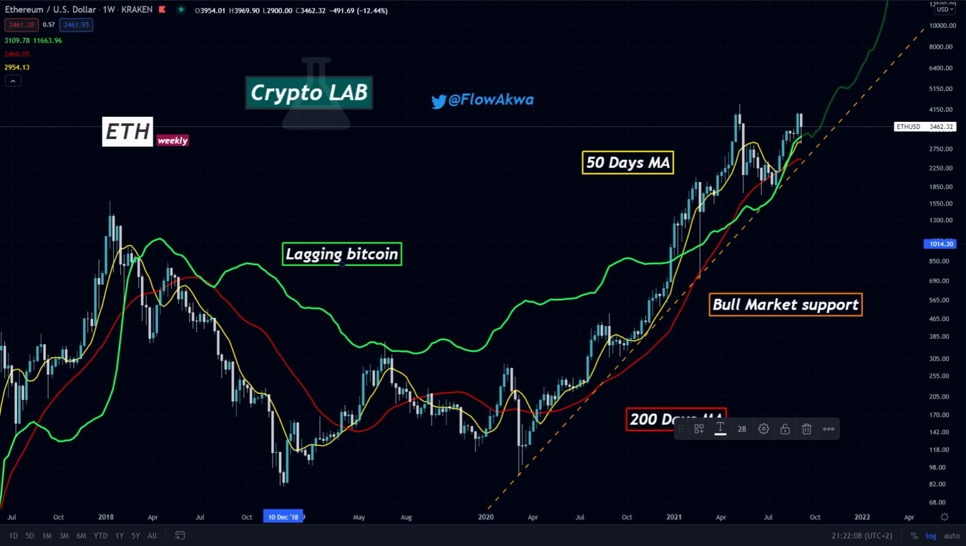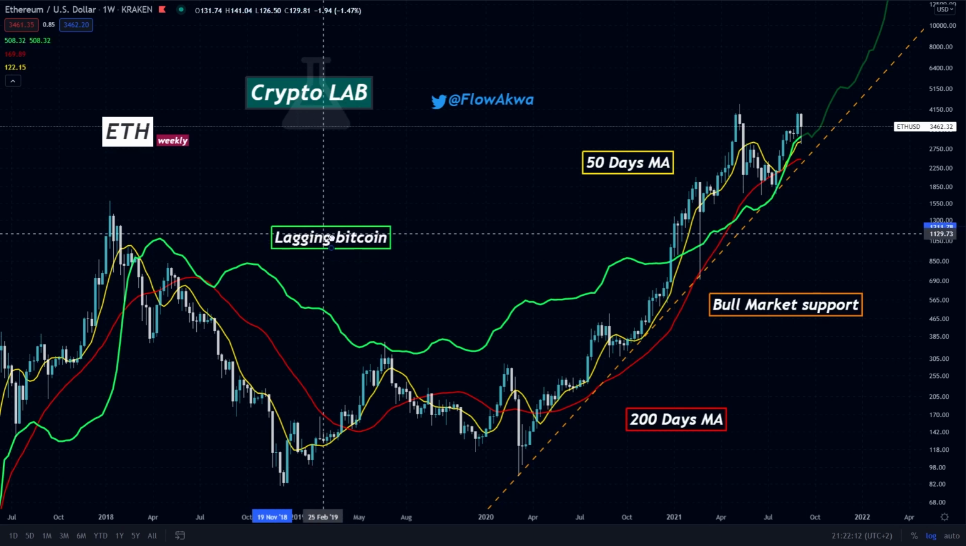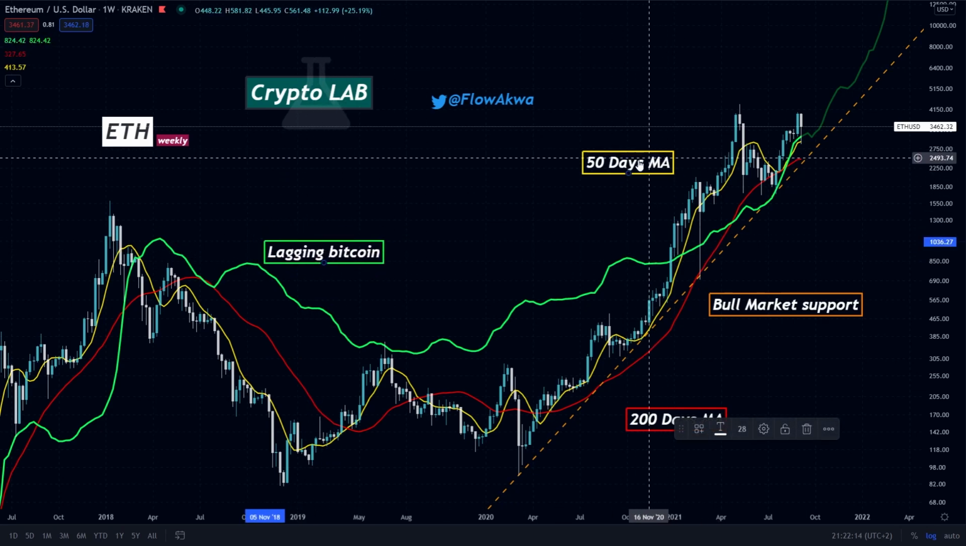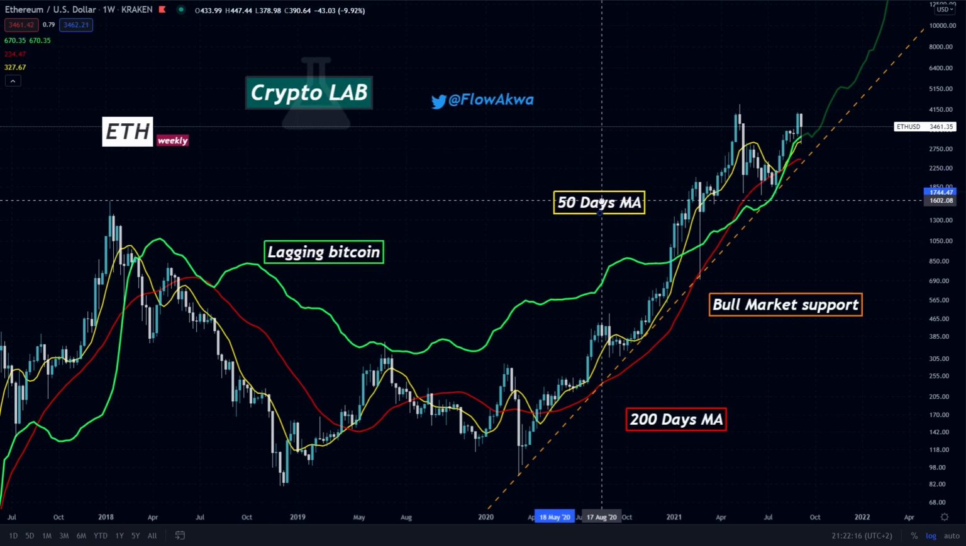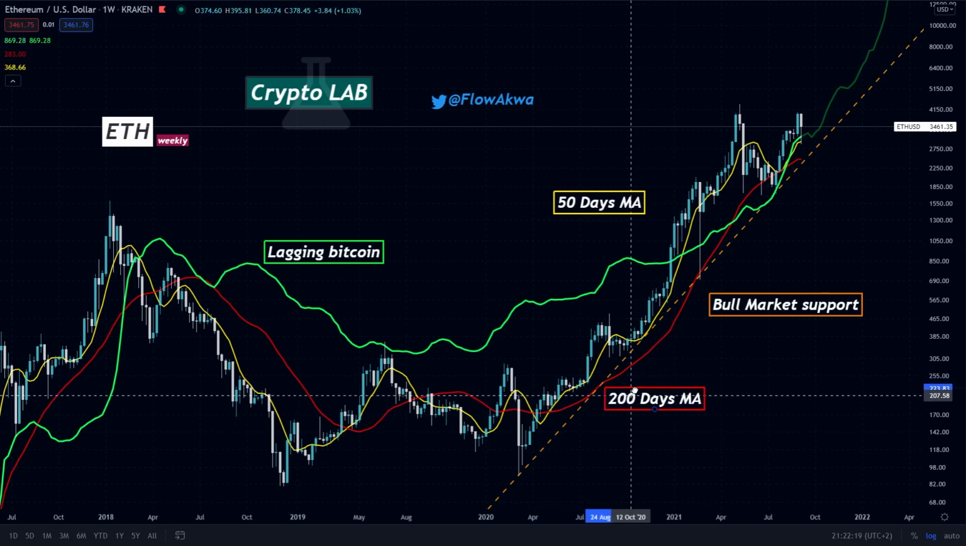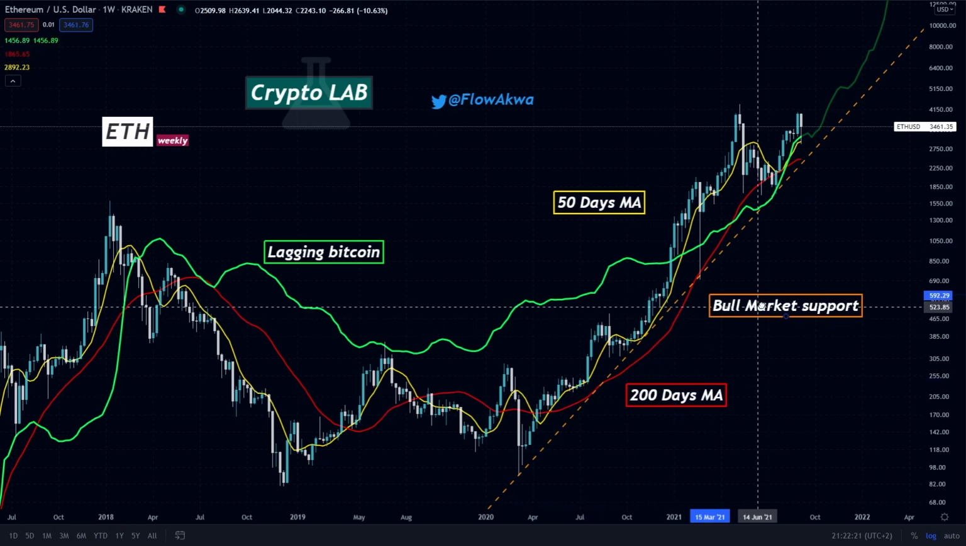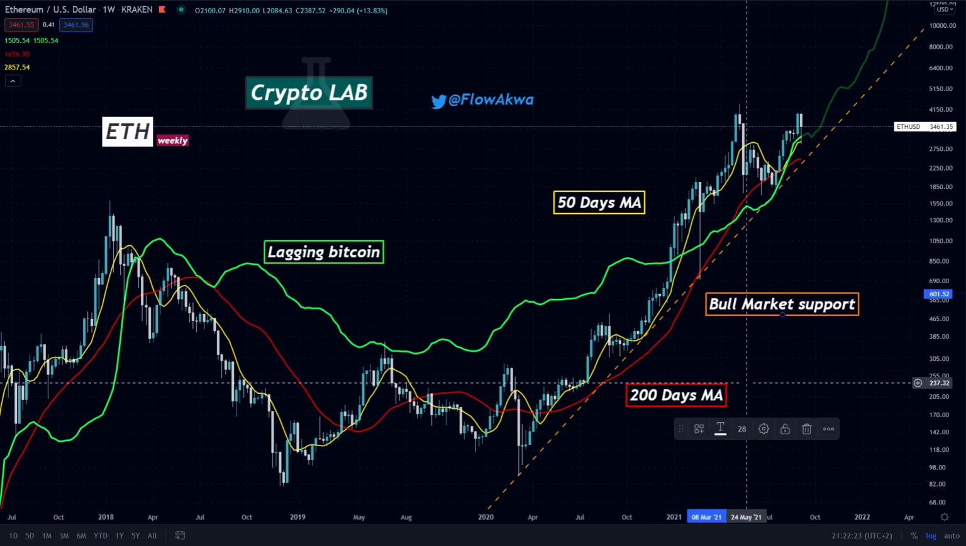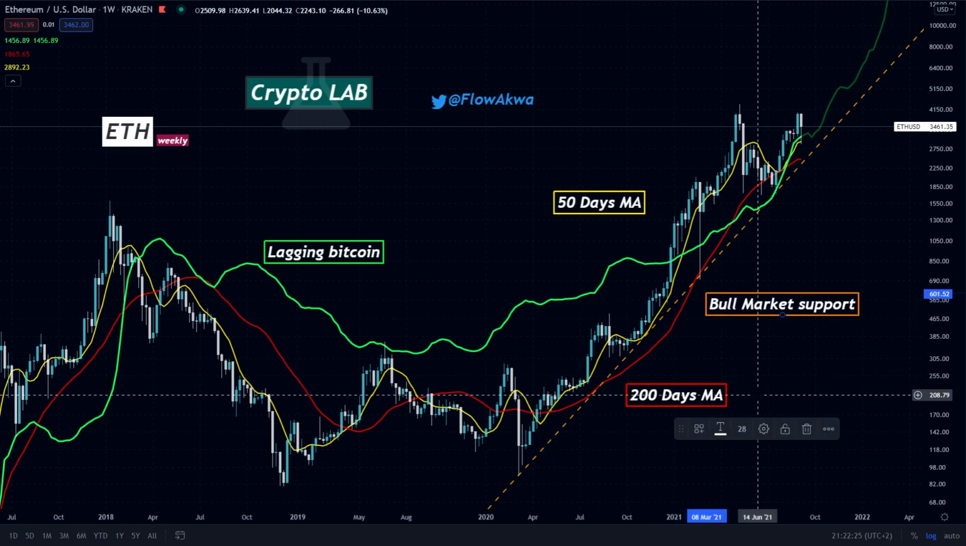Now, what do we have on this chart? We have 4 lines. We have the Latgin Bitcoin indicator, the 50 days moving average, the 200 days moving average, and the bull market support. We will start with the bull market support.